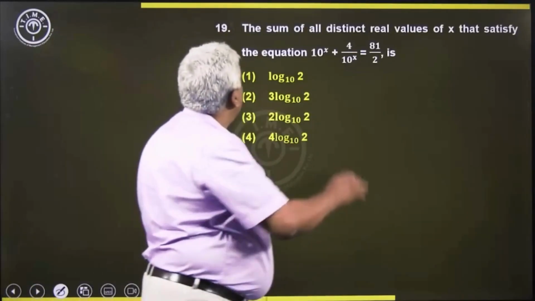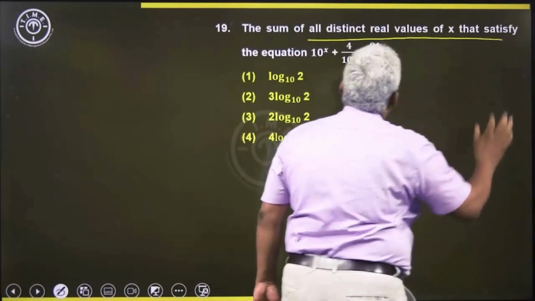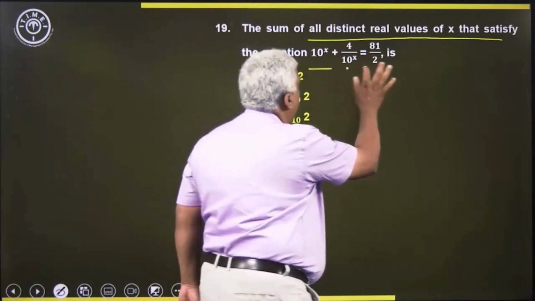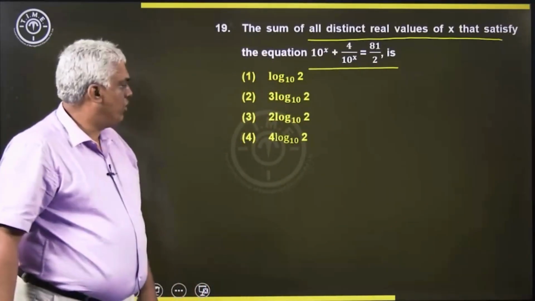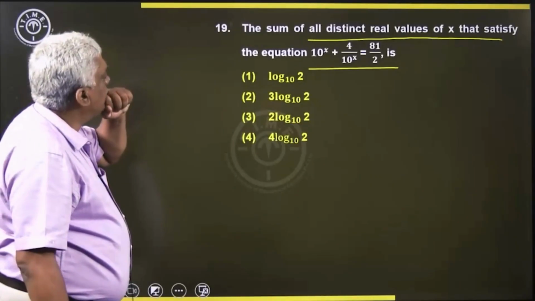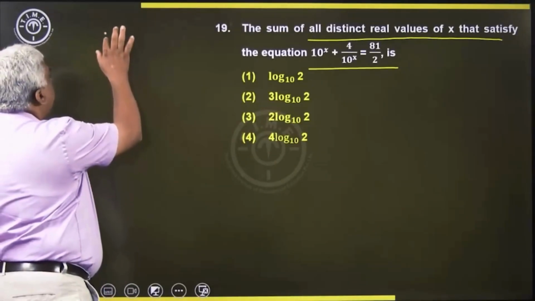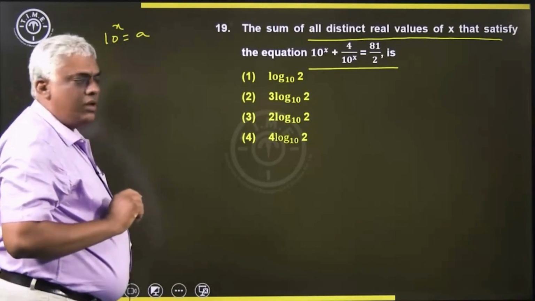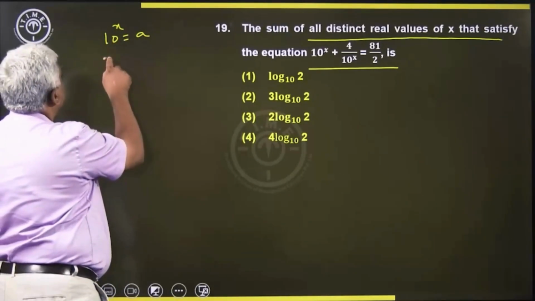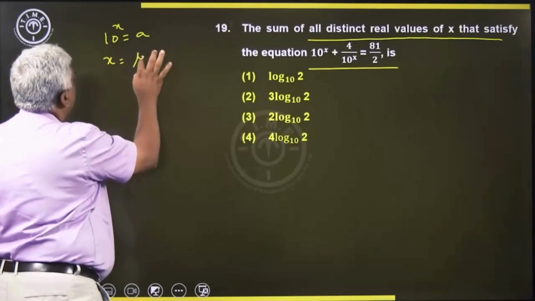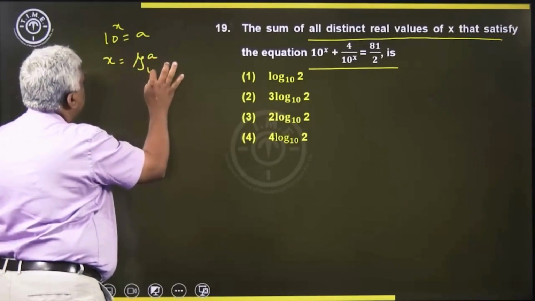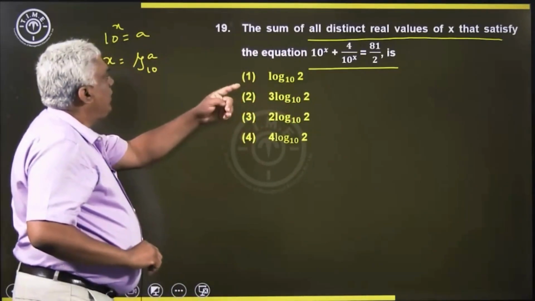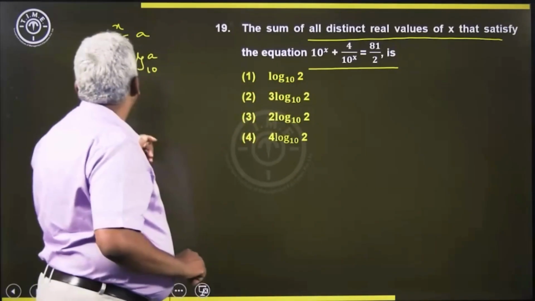Now, the question is: sum of all distinct real values of x that satisfy this equation. Let us do one thing. Let us call 10 to the power x as a. So, from here can I say x is equal to log of a to the base 10? Now, let us replace 10 to the power x by a.